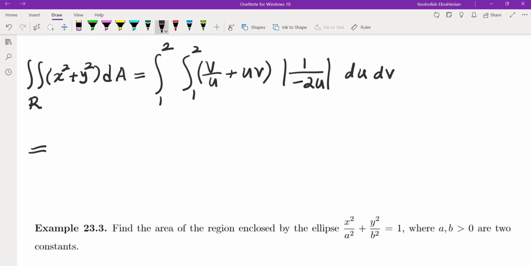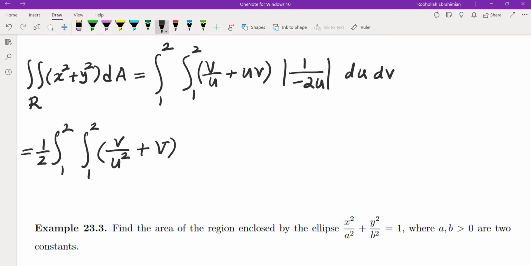This is not a very difficult integral to evaluate. I'll write down one more step, but I'll let you evaluate the integral. We can take out the 1/2 and put it in front. The absolute value of 1 over 2u is just 1 over 2u, so we don't need the absolute value anymore, dropping the negative sign. Then we get v over u squared plus v, and then we'll have to do du dv. And this is pretty easy to integrate.